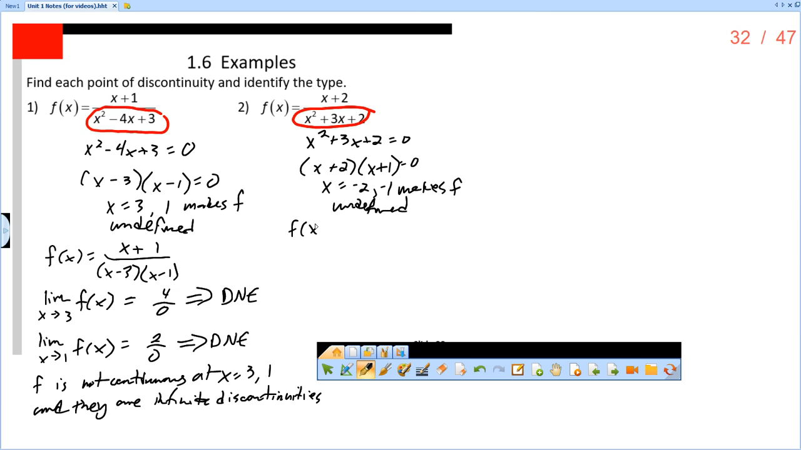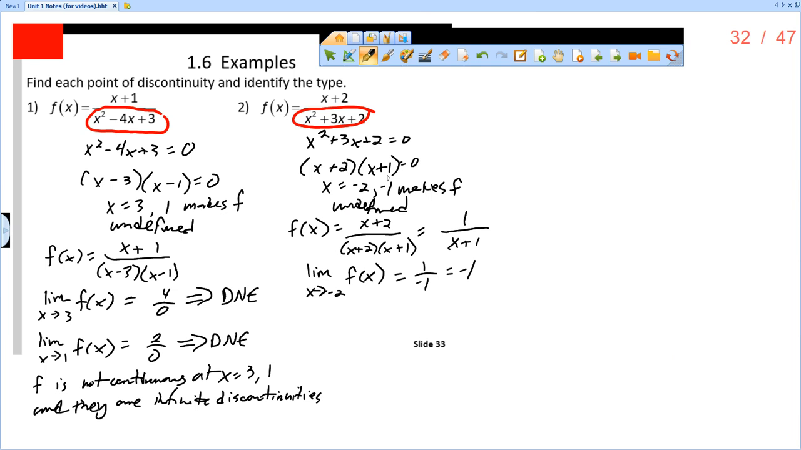But now when I see that f of x is x plus 2 over x plus 2, x plus 1, I recognize that I can reduce. If I reduce, I'm left with just 1 over x plus 1. Remember, negative 2 still makes the original function undefined, but when I evaluate the limit as x approaches negative 2 of f of x, I would factor, reduce, and plug into the new version. I get 1 over negative 2 plus 1, 1 over negative 1, so this limit equals negative 1. Since the limit exists, there is a removable discontinuity at negative 2.